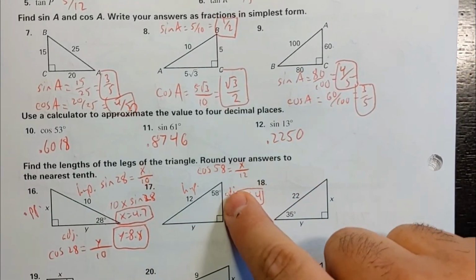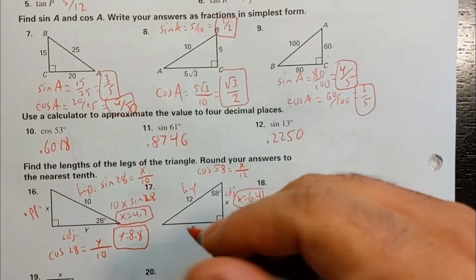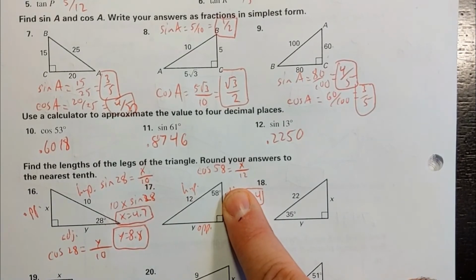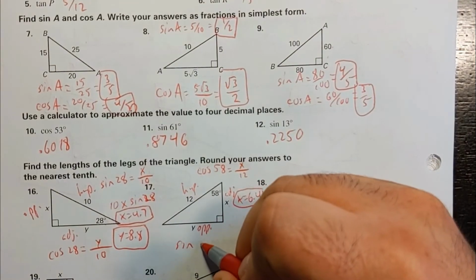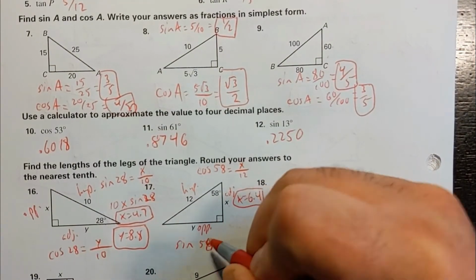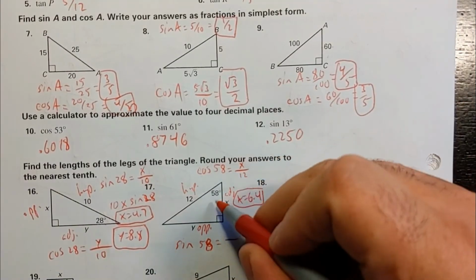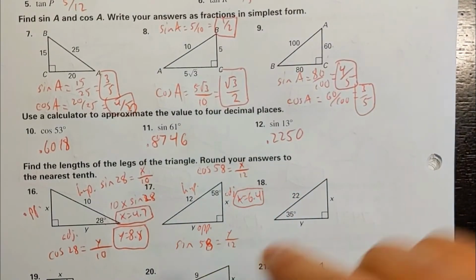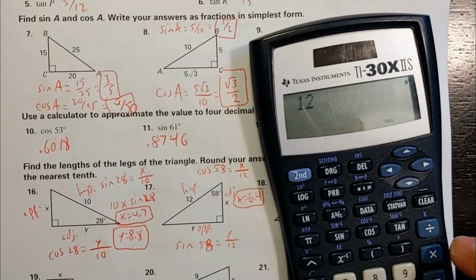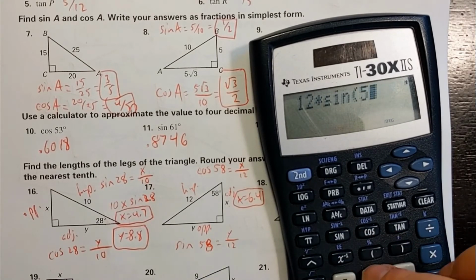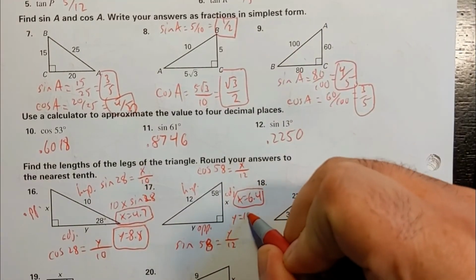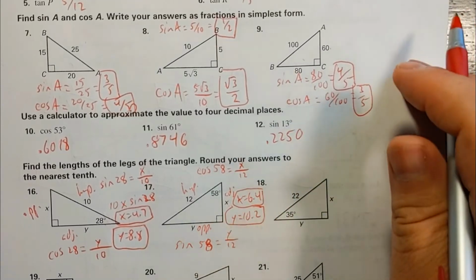Then you do y by ignoring x, pretend it's not there. That's going to be your opposite. And if you're looking at that and you have opposite and hypotenuse, for SOH CAH TOA, opposite and hypotenuse was sine. So you're going to go sine, the angle, 58, equals, and then it's supposed to be opposite over hypotenuse, so it's y over 12. This means you're going to multiply because y is on the top. So on the calculator, you're going to go 12 times the sine of 58. And you get 10.2. So y is 10.2.